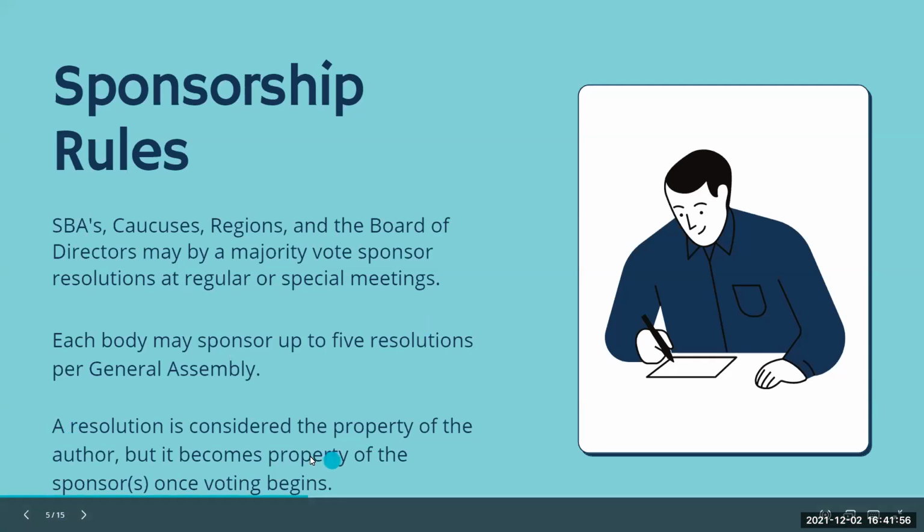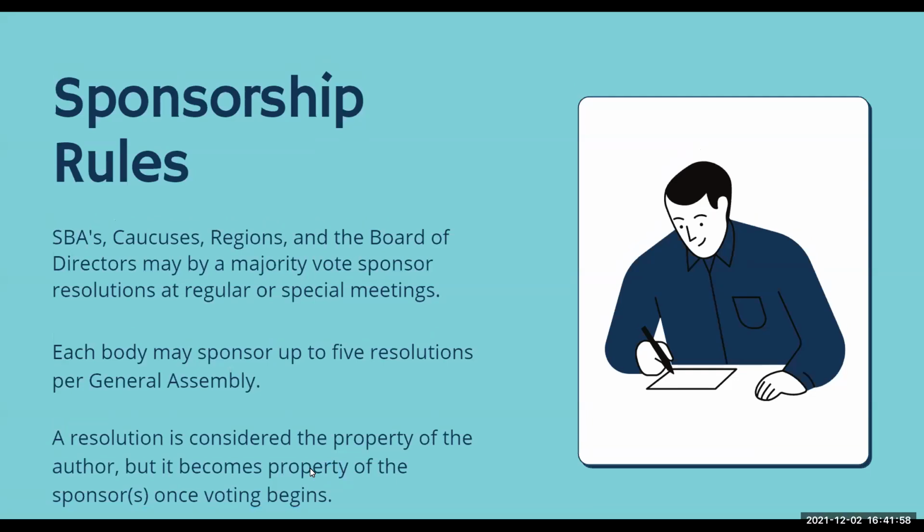Also, a resolution is considered the property of the author, but becomes the property of the sponsor once voting begins. So once certain bodies approve votes of sponsorship towards certain resolutions, they become inextricably attached to those once GA starts and once the voting begins. We still consider it the property of the author because obviously they wrote it and everything. It's their idea, it's their issue that they're trying to address. But once voting begins, it becomes the sponsors'.